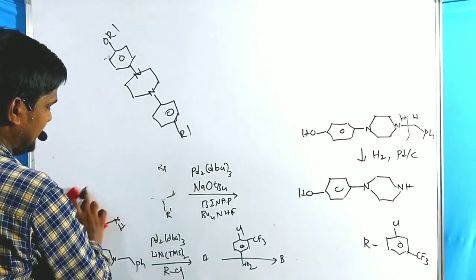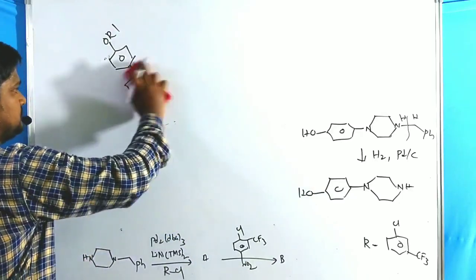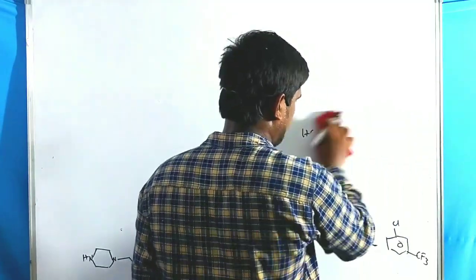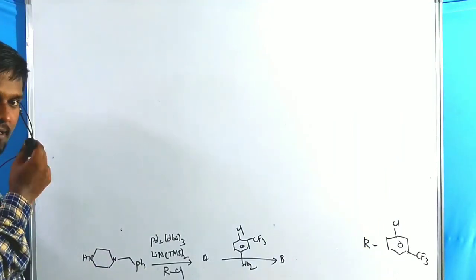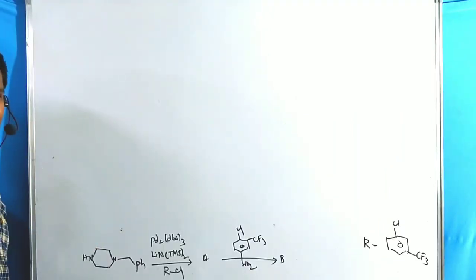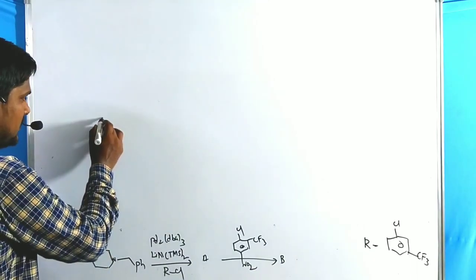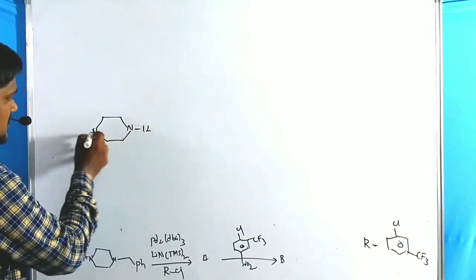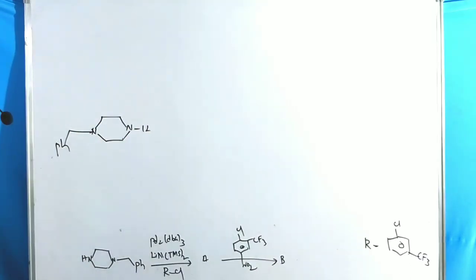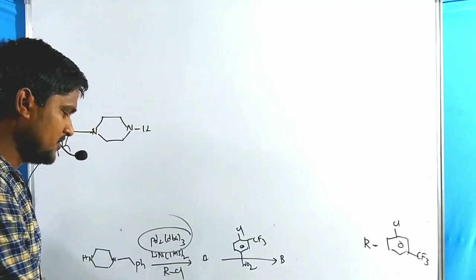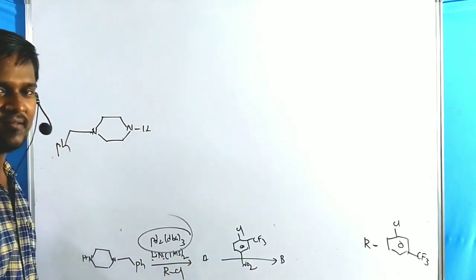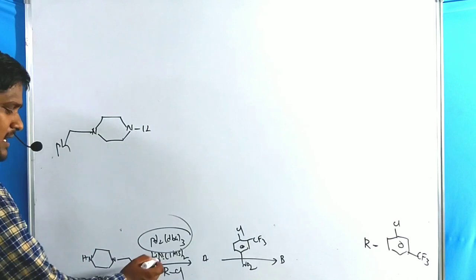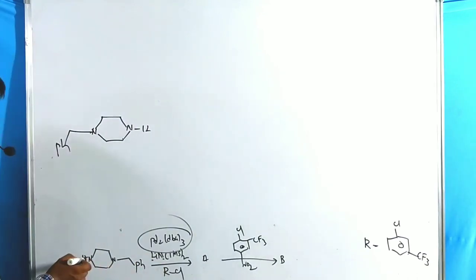Now the final example. Here they have already protected one of the NH groups in pyrazine. Now we will get the product like this, nitrogen, here H. Here it is the benzyl group. In the presence of palladium, here lithium N-TMS taken twice. That means the lithium base, N minus, will abstract the proton from the hydrogen.